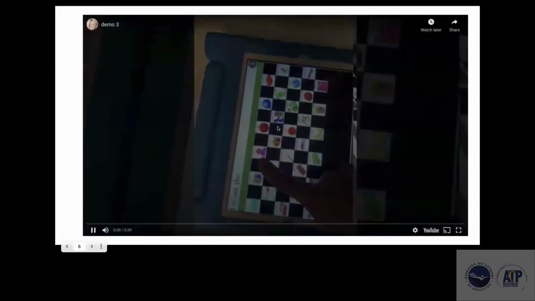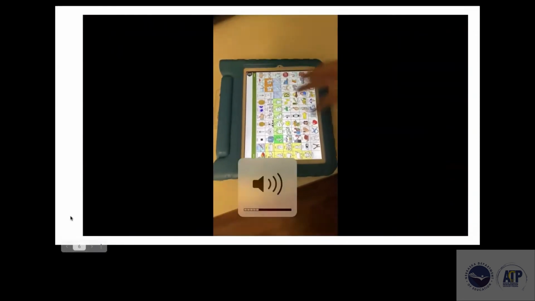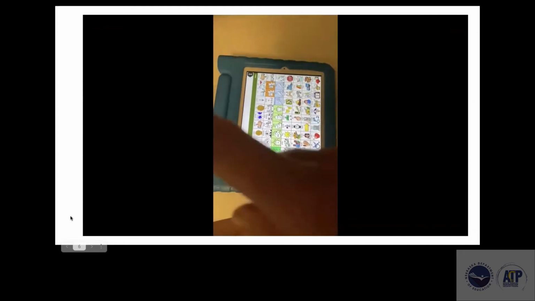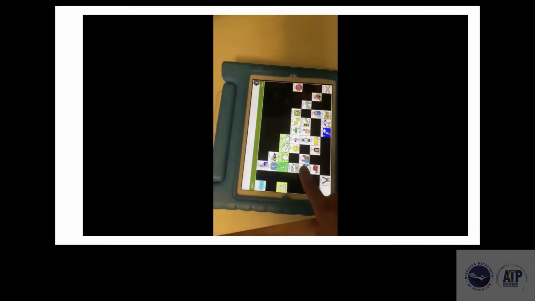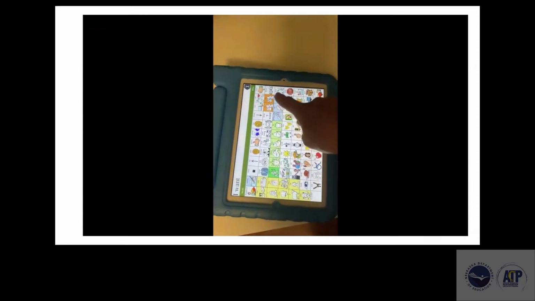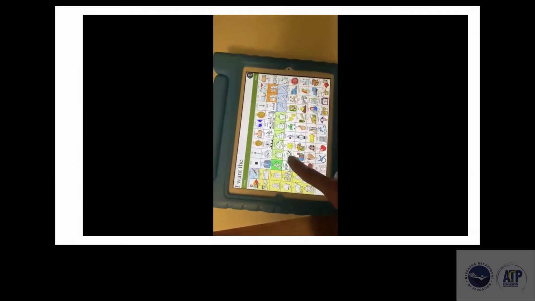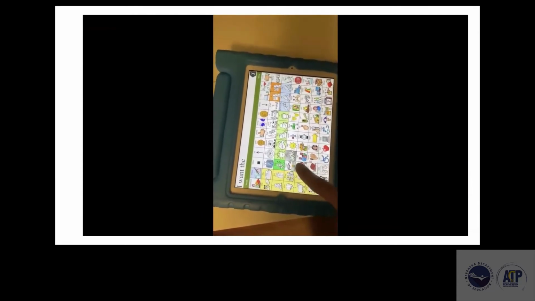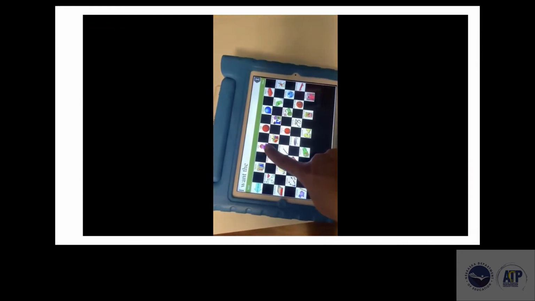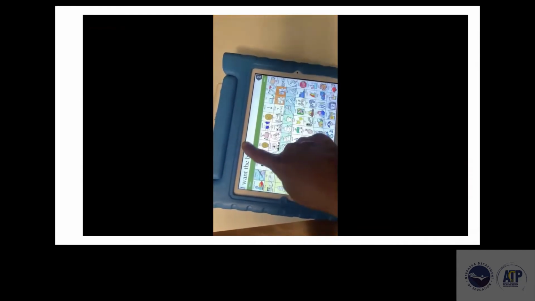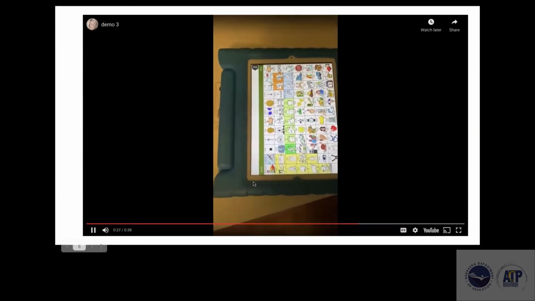And here's an example. You are reaching for the ball over there. I think you're telling me I want the ball. Ball is something we play with. It's a toy. Ball. I want the ball. Tell me, what do you want?